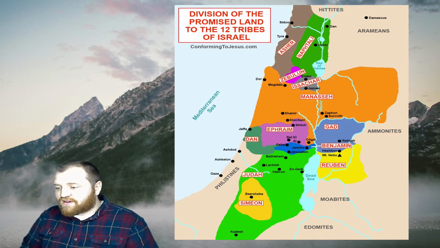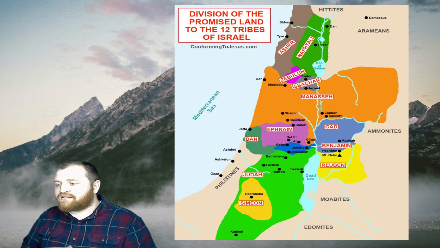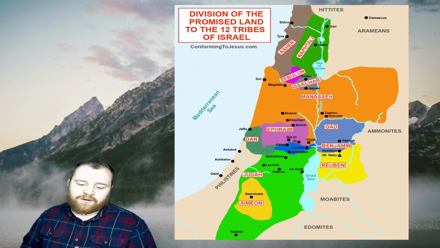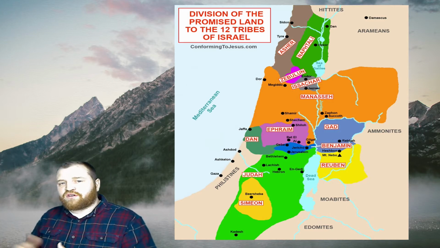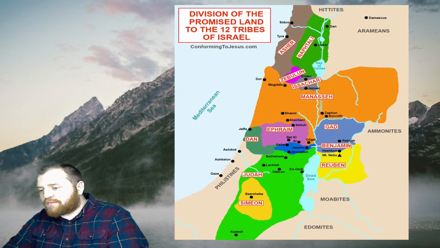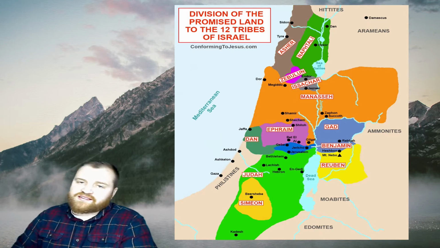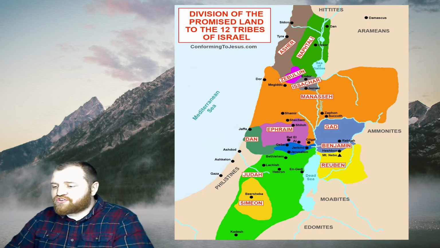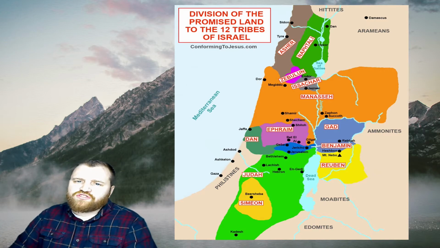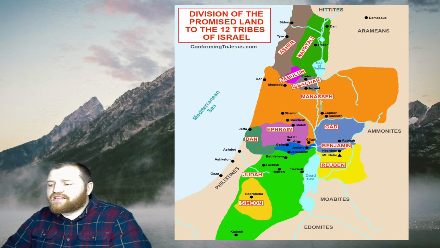The Philistines are right there, the Moabites, the Edomites, the Arameans, and up north are the Assyrians, and over to the western side is Babylon. And then southeast is Egypt. So there are enemies surrounding all of them. But this is the promised land. This is the land that they were promised.